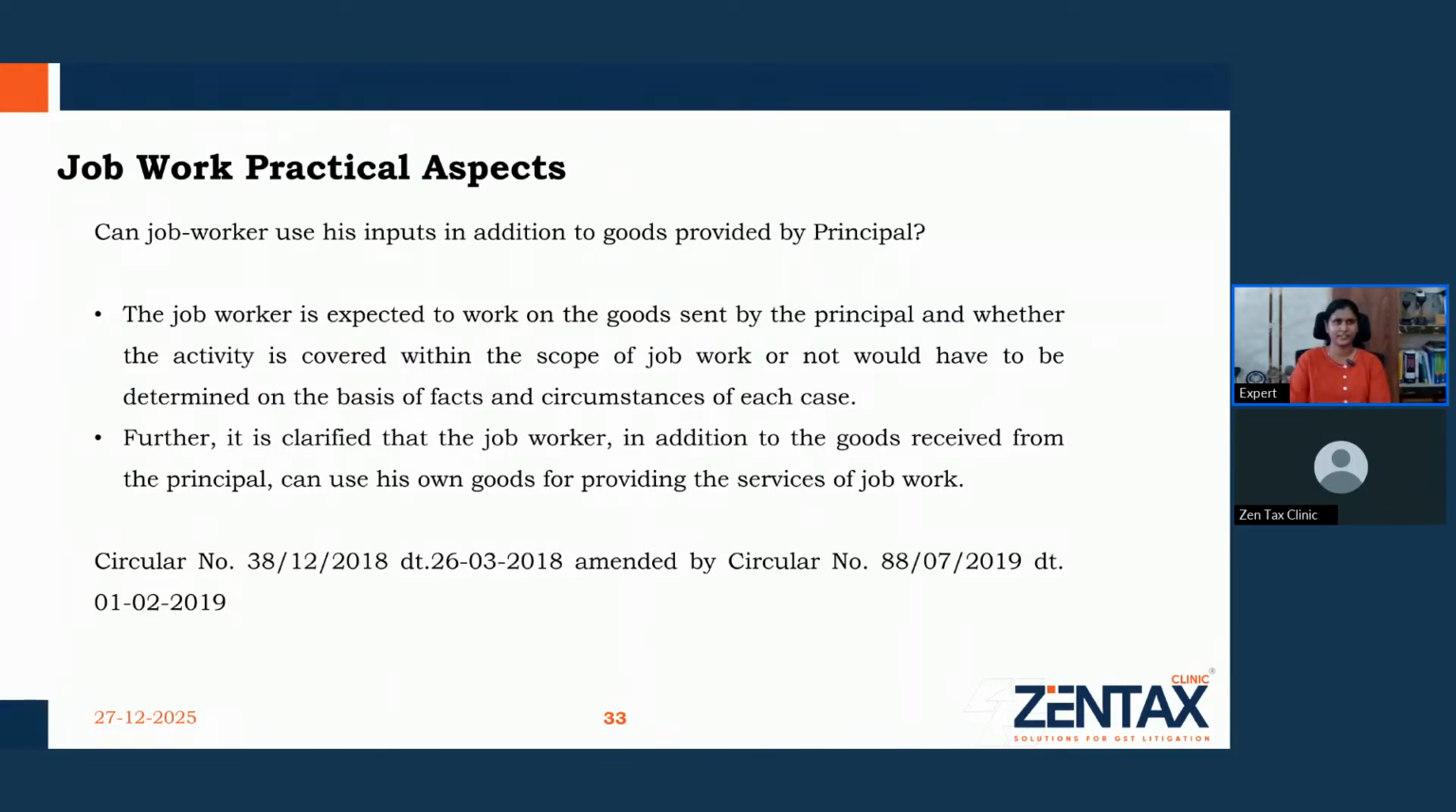It is also clarified in Circular 88/7/2019, dated 1/2/2019, that the job worker, in addition to the goods received from the principal, can use his own goods for providing the services of job work. So the job worker is not constrained to only use the goods given by the principal. He can use his own goods while doing the job work services, and he can also charge for that portion of the amount which is provided by him.